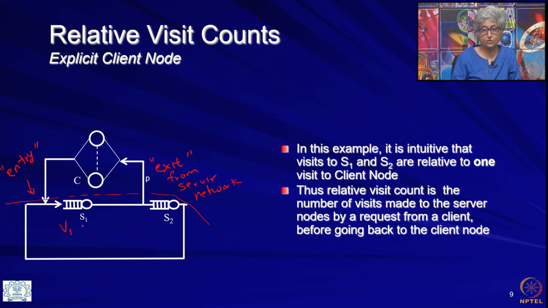the number of visits made to S1 relative to one visit to client node, right. So we just make it relative to one visit to client node, and then everything falls into place. Even V2 is the number of visits made to server S2 per one visit. So when you exit from here and make an entry here, you are making one visit to the client node, and so it all becomes intuitive for the explicit client node.